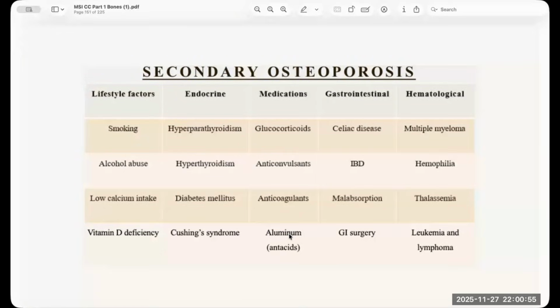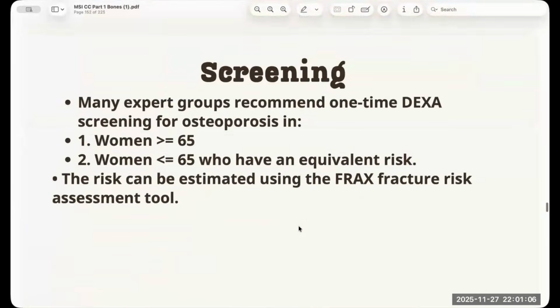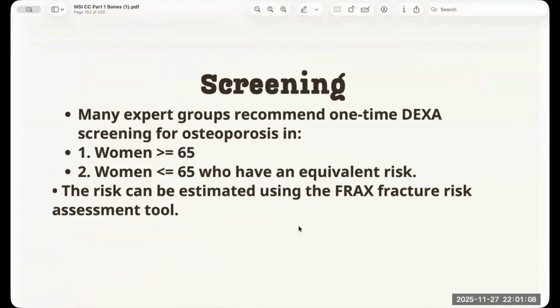Anticonvulsants, anticoagulants, and aluminum or antacids. Gastrointestinal: celiac disease, IBD, GI surgery, malabsorption. And hematological: multiple myeloma, hemophilia, thalassemia, and leukemia or lymphoma.